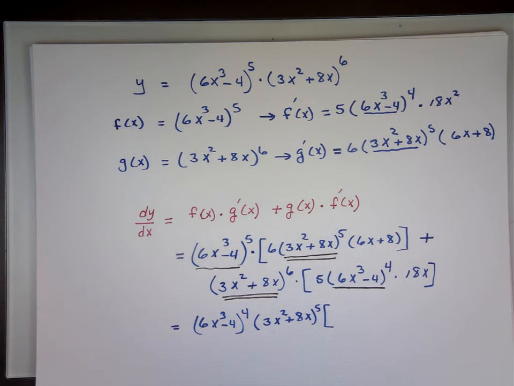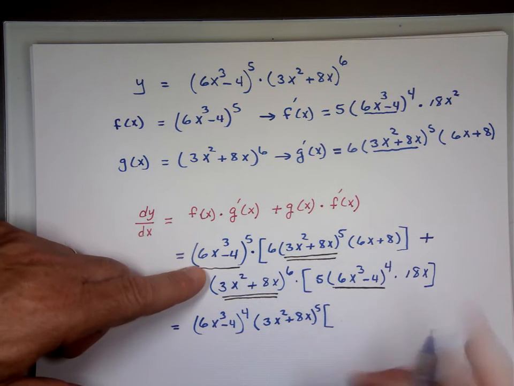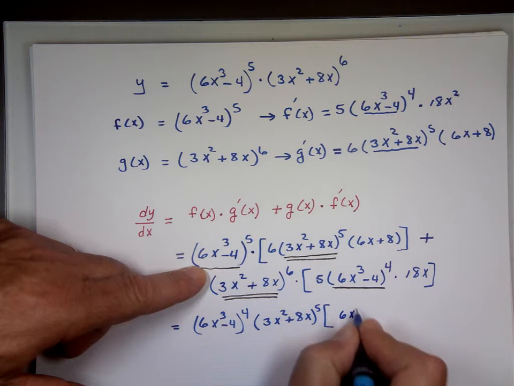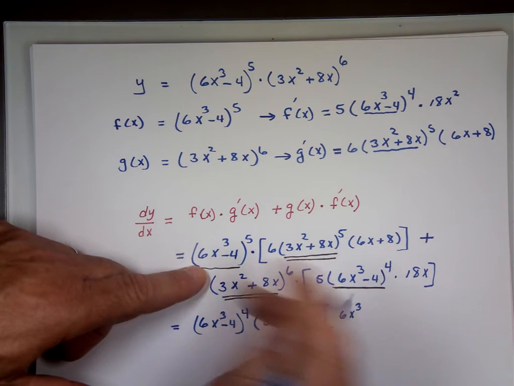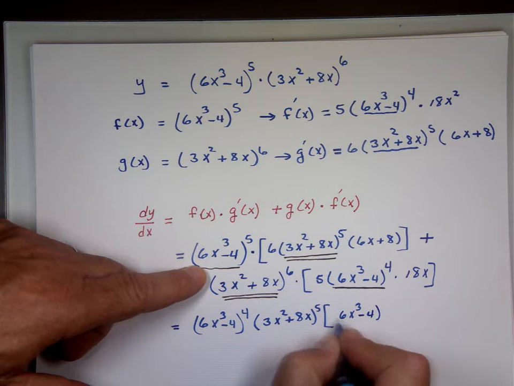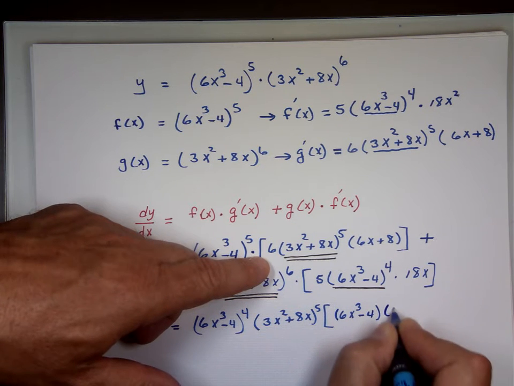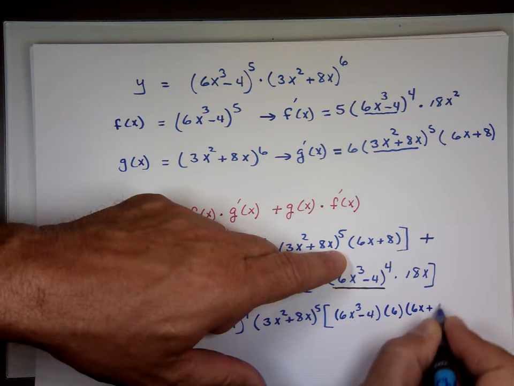So if I factor these out, in the first group, what's left? One of these, the 6, and that one. You could also take out a 6. Yeah, eventually we will. 6x cubed minus 4 times the 6 times the 6x plus 8. That's in the first group.